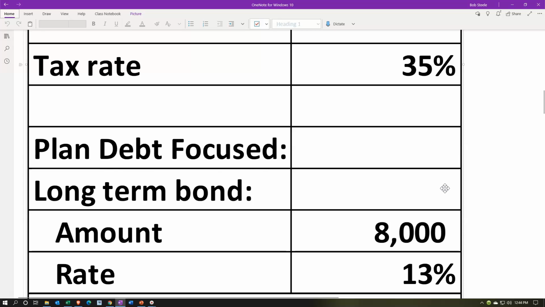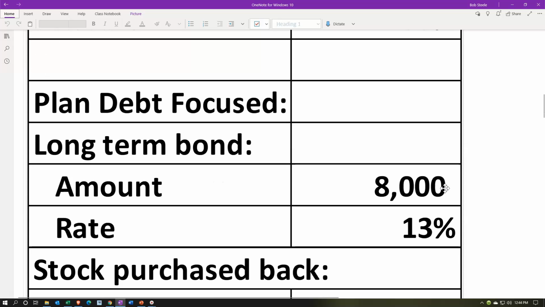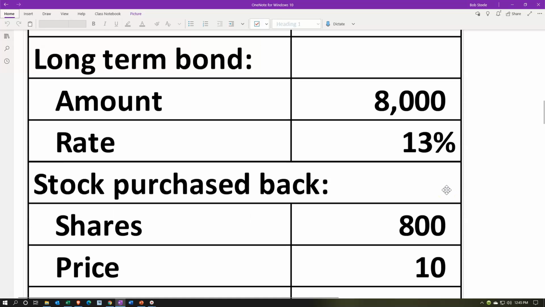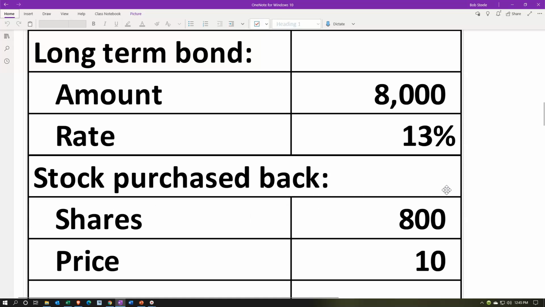So the debt-focused plan is the one where we're going to issue more bonds. We're going to issue $8,000 of bonds. We're going to have to pay 13%, which is kind of high, on the rate on the bonds. We're going to take that $8,000 and buy back the stock with it, and that's going to reduce the amount of stock that is outstanding. So that's going to be reducing the amount of shares that the net income has to be distributed over.